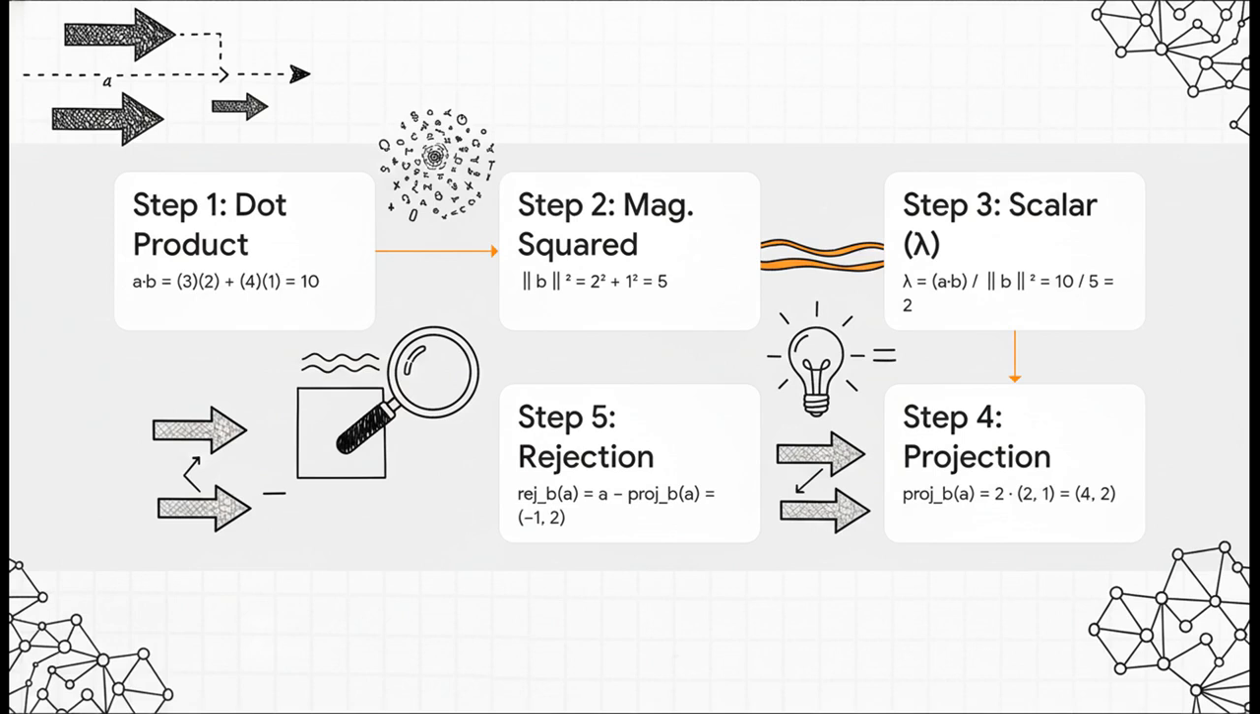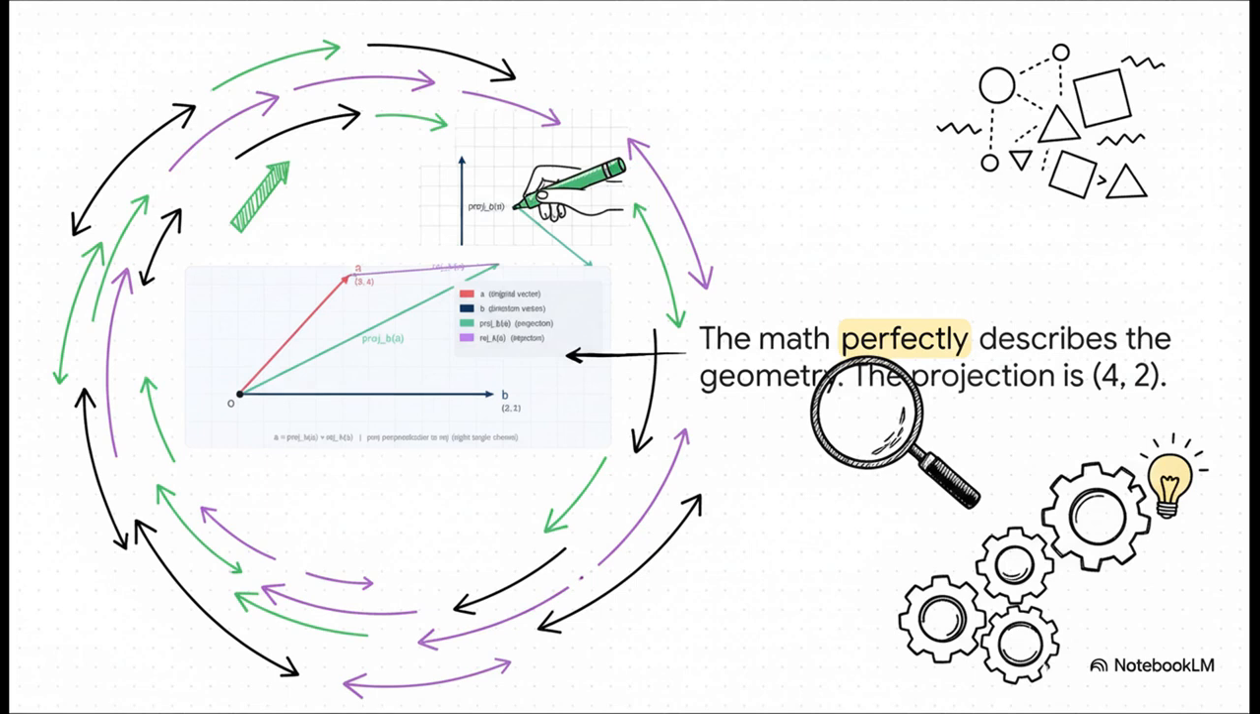This number is our scalar multiplier. It's basically telling us, hey, you need to stretch vector B to be 2 times its original length to become the shadow. So we do that. 2 times (2, 1) gives us our projection vector, (4, 2). And the rejection? Simple. Just subtract that projection from our original vector A, and we're left with (-1, 2). Done.